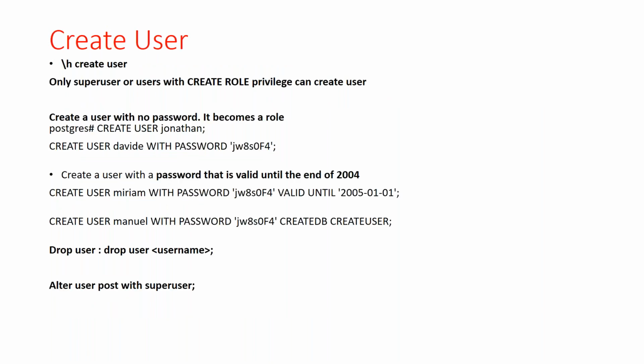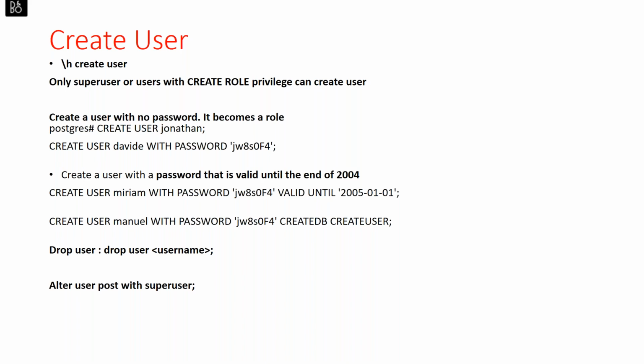Next thing is create user. You can create it with the password, or you can just say create user. Now when you say create user, it becomes a role, just a collection of privileges. You cannot log in. If you want to log in, you have to specify a password. So you create user with the password.